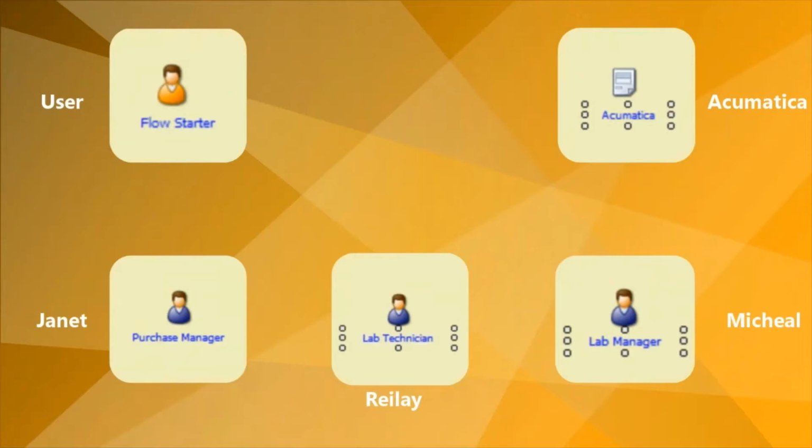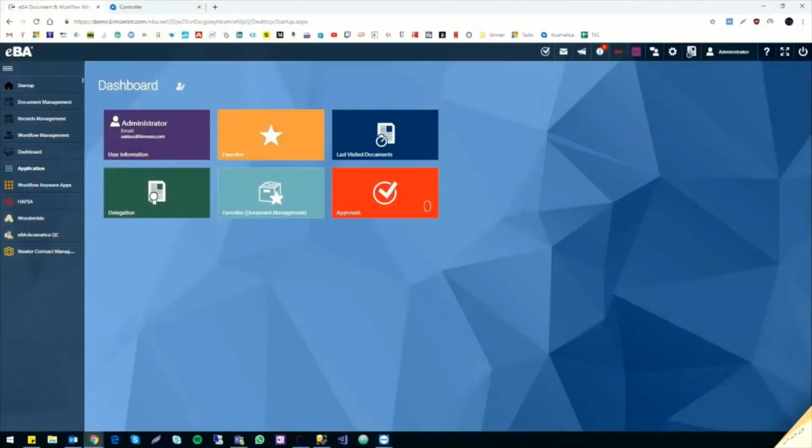Before we start, this is the flow of this solution. Once the form is sent out from the creator, the purchase manager will be asked to review and approve the form. After having the approval, the form will then be sent to the lab technician and to the lab manager eventually. After granting all the approval needed, the form will go back to the creator and get saved into Acumatica.